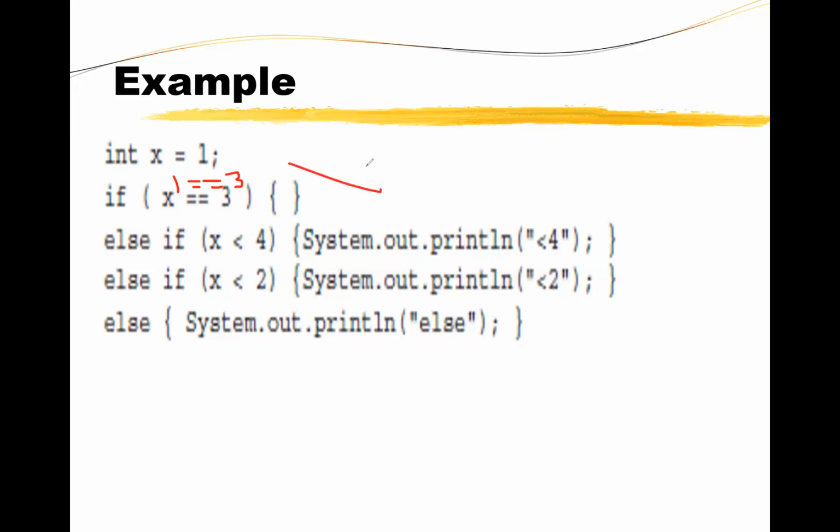No, of course, obvious. When you know the answer, you have to say it loudly. When you're sure, confident about the answer, say it loudly. Right, then it goes to the else. Right here, it goes here. Now, else if x less than 4. 1 less than 4, is it true? Yes, sir. Then it will display less than 4.